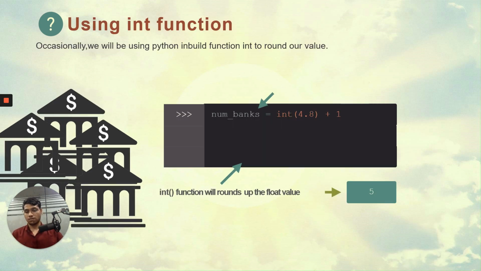What a function is, we will discuss in more detail in the coming session. For now, just understand this much: functions are some magical keywords that allow us to do some magical things. So in this case, this int function is converting a float value into an integer value. That's what this function is doing.